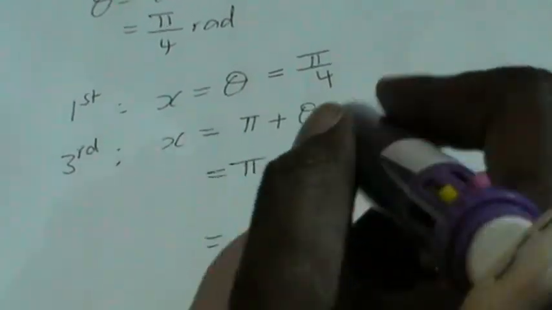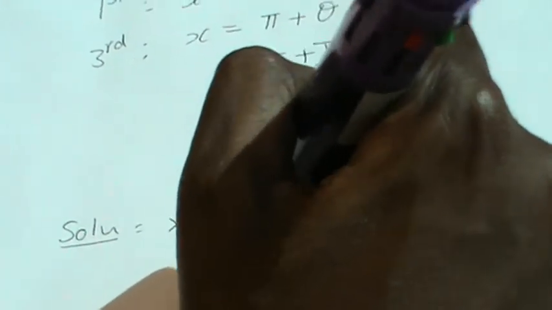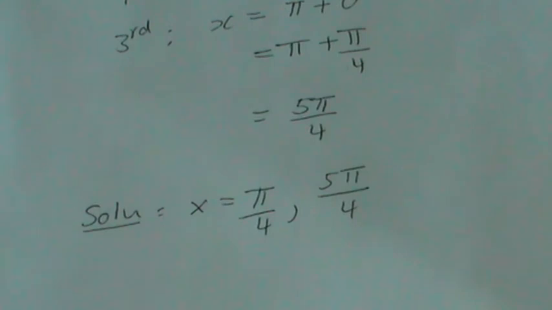So I will say solutions. x is equal to the first one. I write them in increasing order or ascending order. So it is pi over 4. And then I have 5 pi over 4. Those are my two solutions, and just like that I am done.